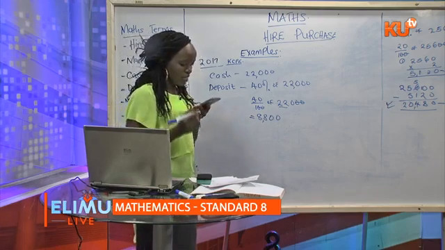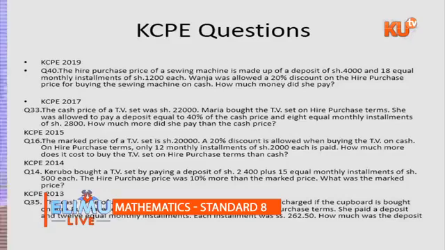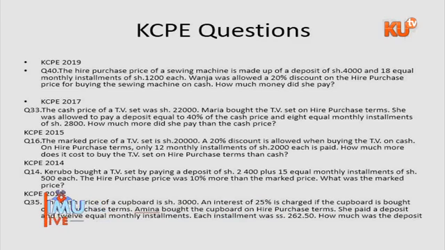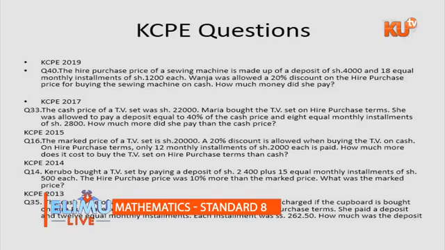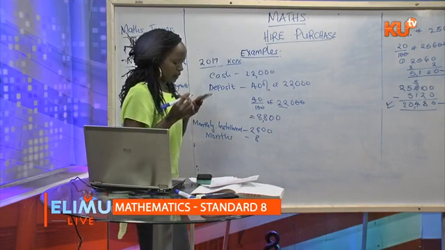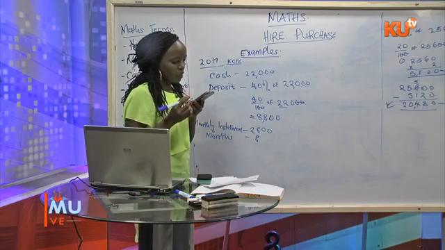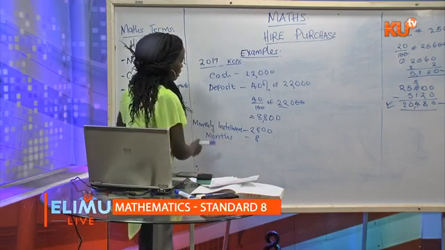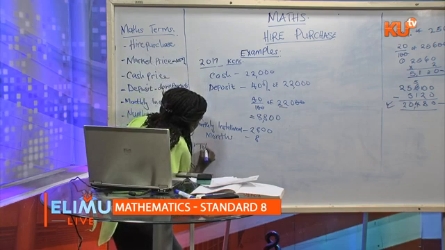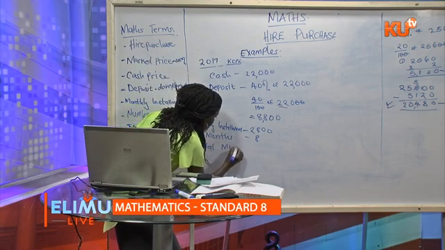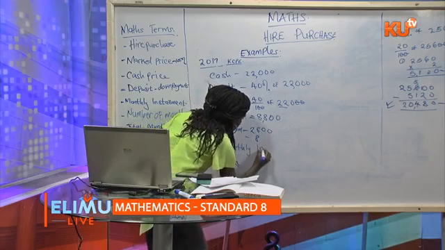We continue. The question says, and 8 equal monthly installments of 2,800. This was the monthly installment. And they were 8. So the number of months was 8. How much did she pay more than the cash price? Very good. Now here we get the total monthly installment.